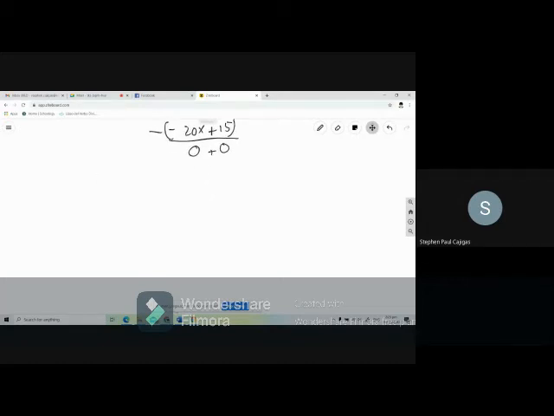Okay. So let's have another example. 4a squared minus 9, and then this will be divided by negative 2a plus 3.